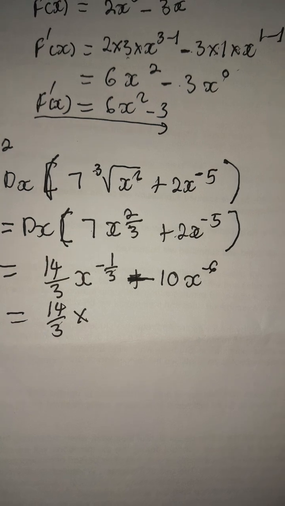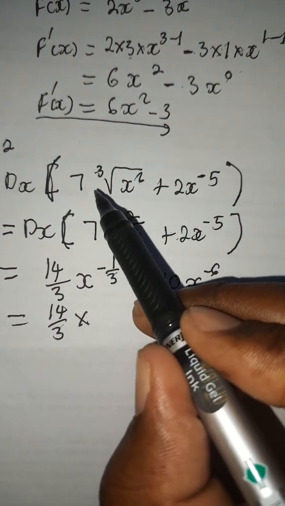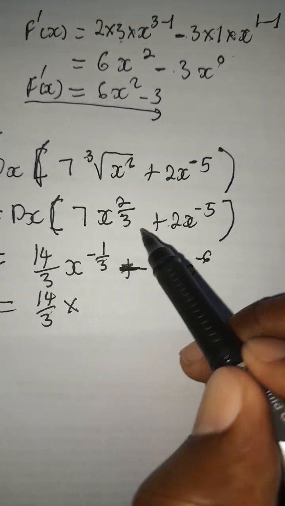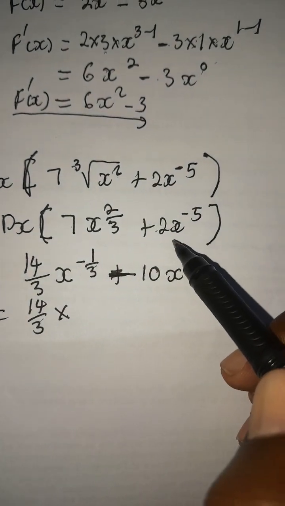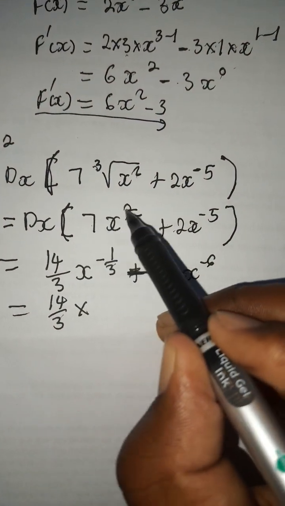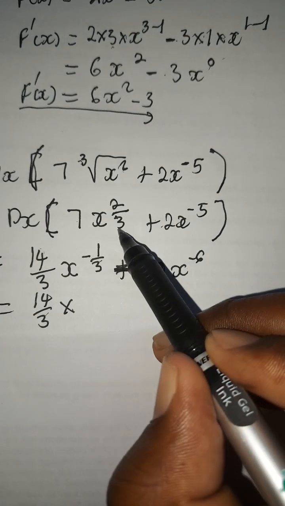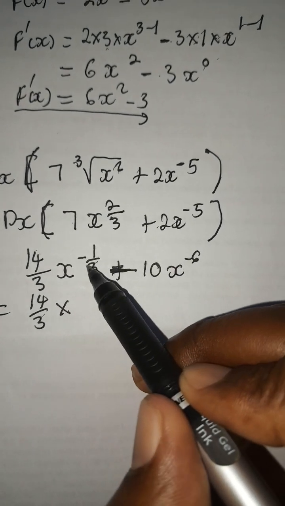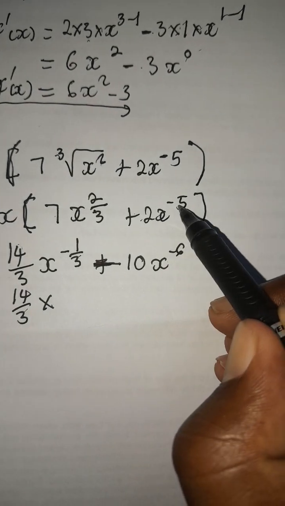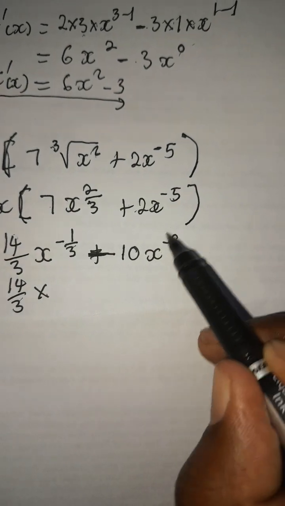Well, guys, when you're here, you will need to change this into a fraction. That will be 7x to the power of 2 over 3 plus 2x to the power of negative 5. Then let's differentiate. 7 times 2 over 3 will give us 14 over 3. 2 over 3 minus 1 will give us negative 1 over 3. 2 times negative 5, that will be negative 10. Negative 5 minus 1, that will be negative 6.